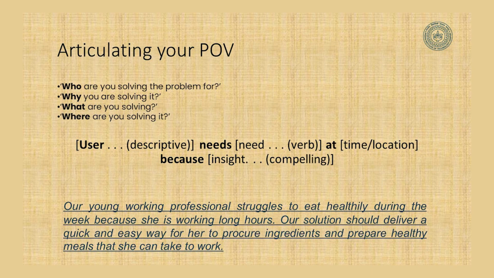So, our young working professional is struggling to eat healthily. So, our solution should deliver a quick and easy way for her to get the ingredients and prepare healthy meals. Okay. How can she get it? Maybe through Big Basket, maybe through Reliance Geomart. We do not know, there might be some solution, but there is a solution that should deliver a quick and easy way to. So, she does not have to spend a lot of time because she is struggling with time, she has a lot of problem with time.